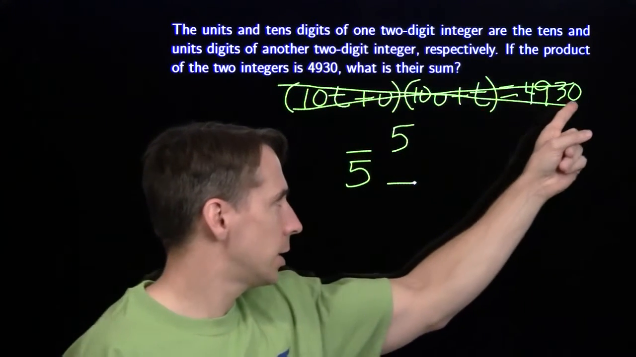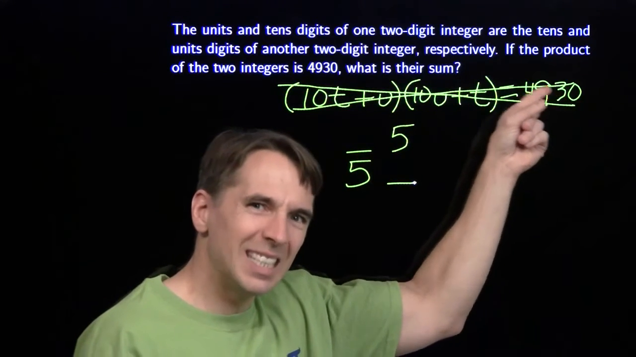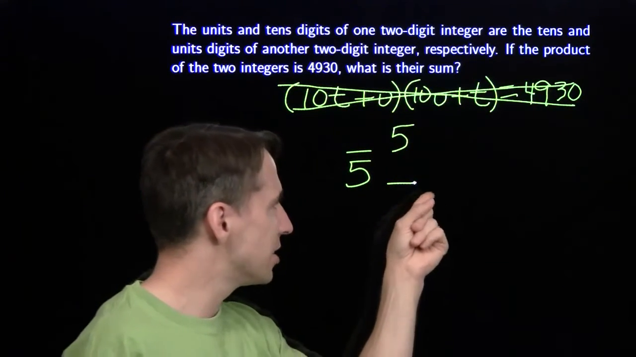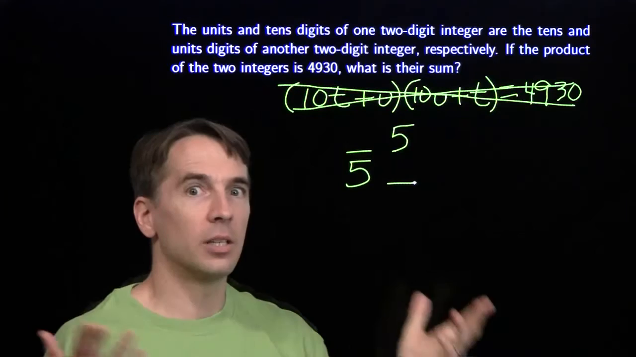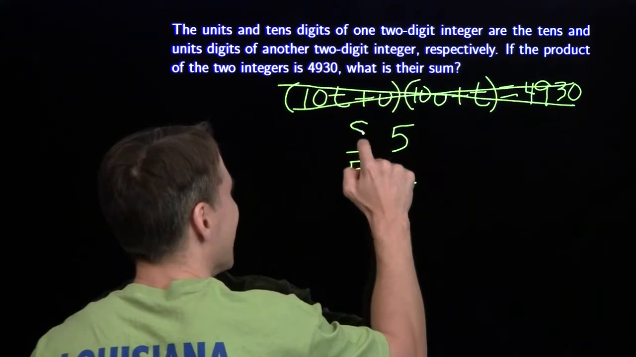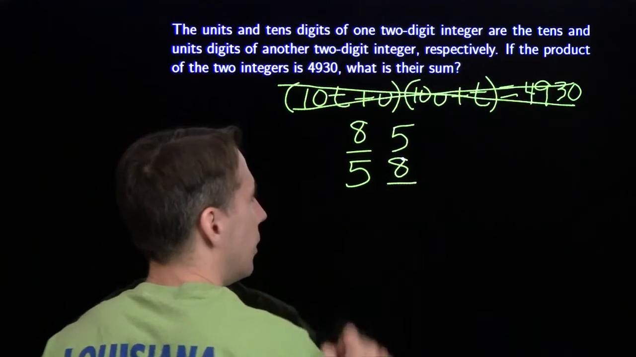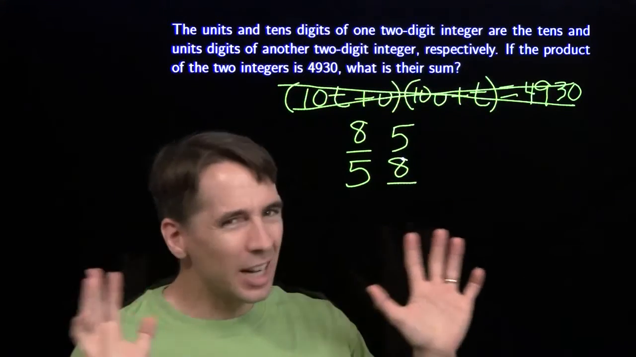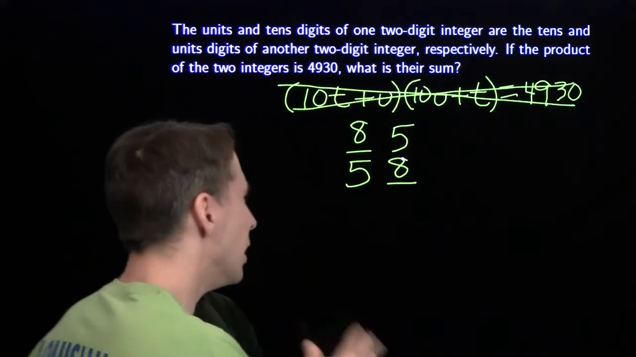And then again, I look at this units digit. This units digit is a 0. Multiplying this 5 by something even. So I need something even that's going to give me a 2-digit number that's close to 100. I'm going to guess that this is an 8. All right, what we're doing is just some logical guessing, a little estimation. Let's see if we're right.